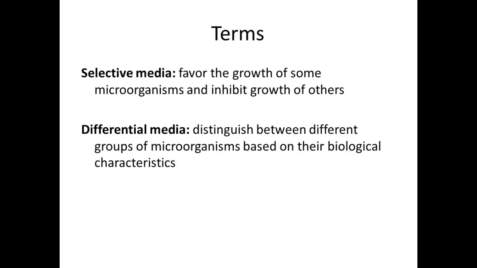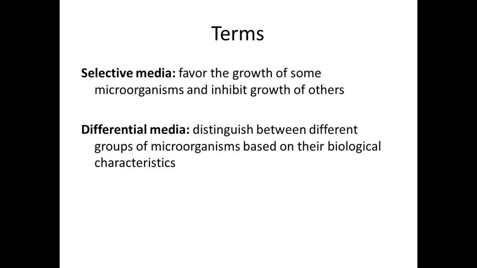All 3 of these media have 2 properties to them. They're both selective and differential. Selective media favors the growth of one type of organism while inhibiting the growth of another. So typically it has something in it that's toxic to a particular group of organisms and stops their growth, right? So we'll identify the selective agent in each of these 3 media that we're looking at today.